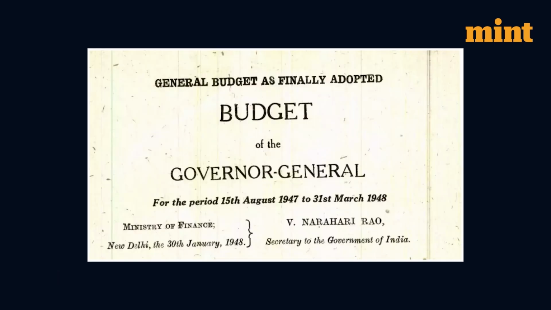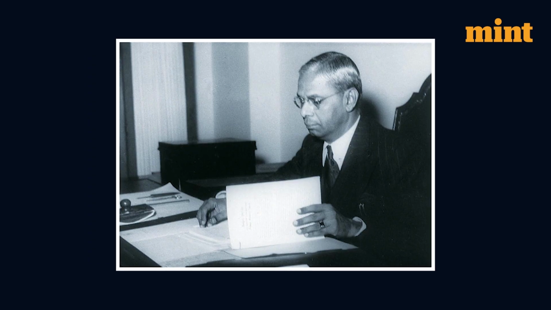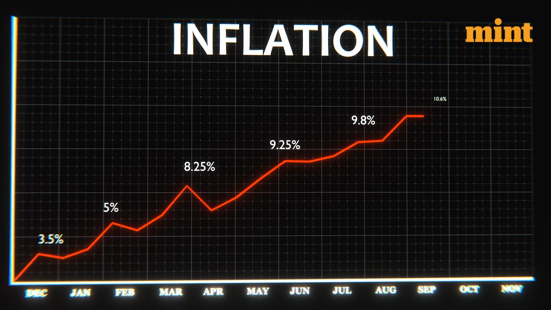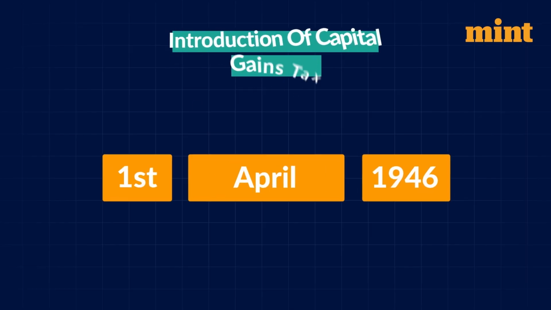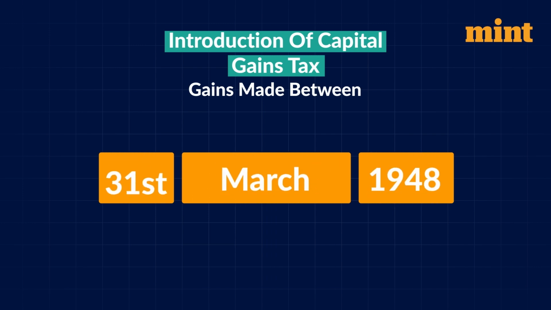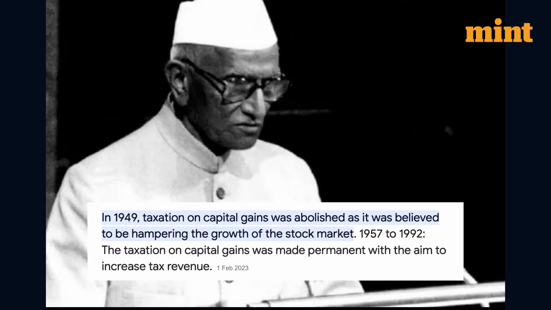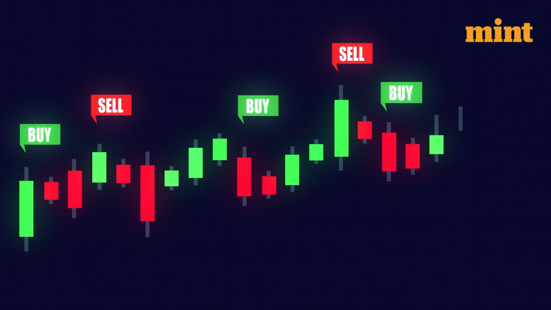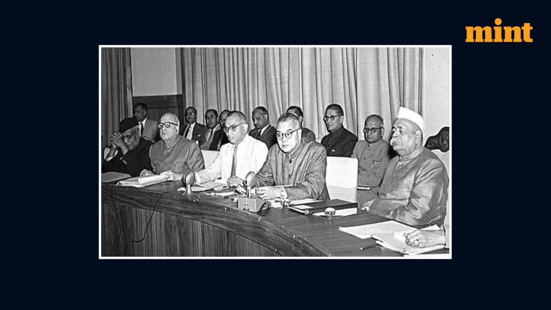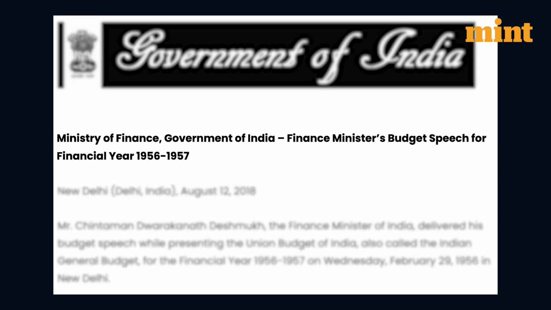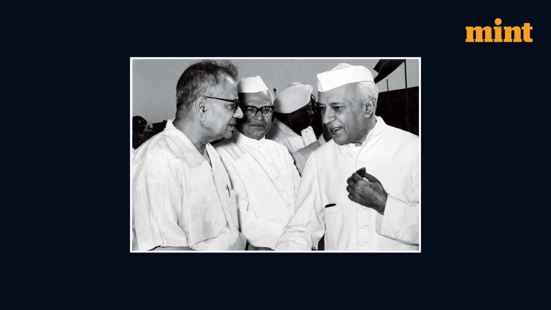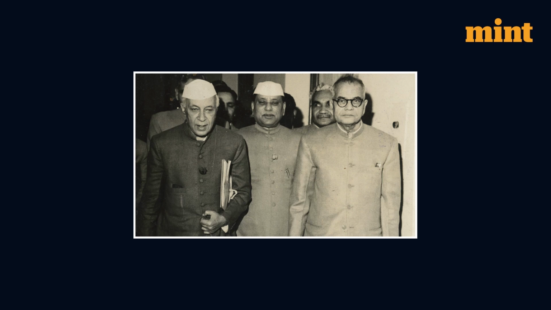The sole purpose of the capital gains tax was to discourage the speculative activity of purchasing and selling assets during an inflationary period. The tax was first imposed for capital gains made between 1st April 1946 and 31st March 1948. However, in 1949, the tax was abolished because it was thought to have hampered stock and share transactions. The capital gains tax was made permanent in India by the Union Budget of 1956-1957. To boost tax revenue, the then Finance Minister T.T. Krishnamachari restored capital gains tax with a few changes.